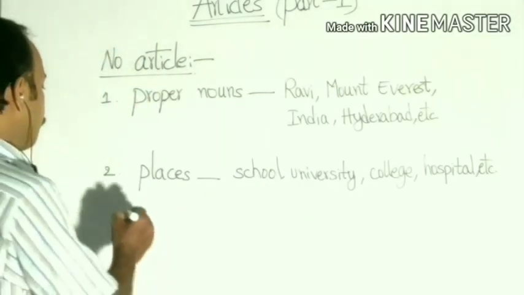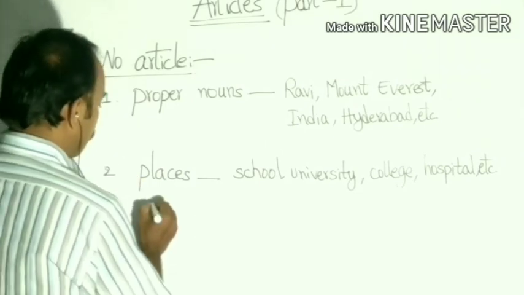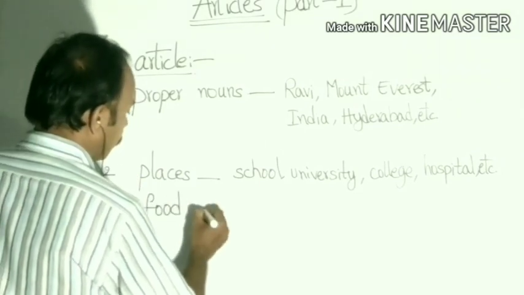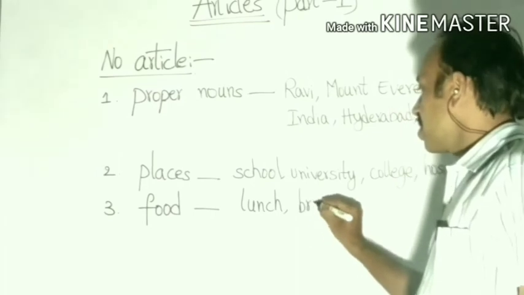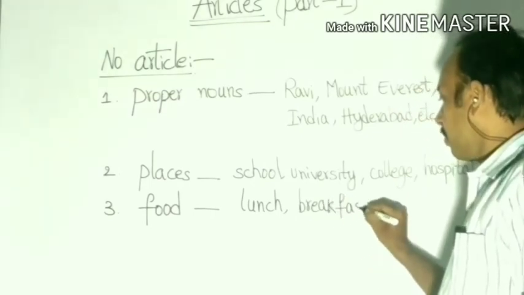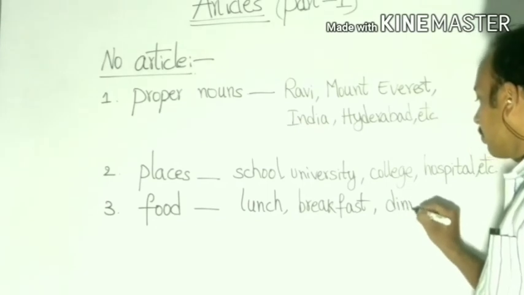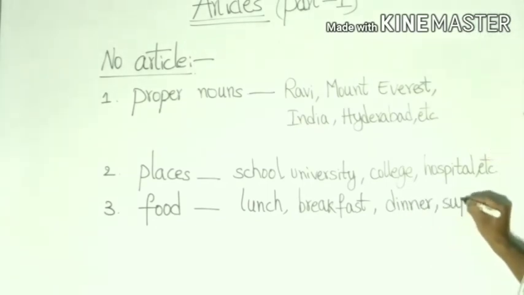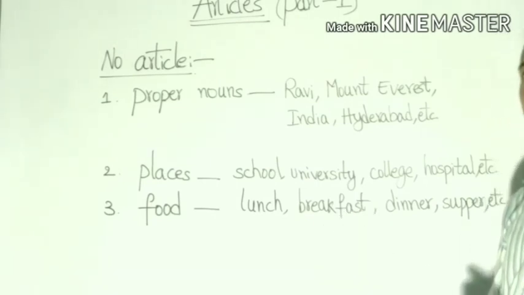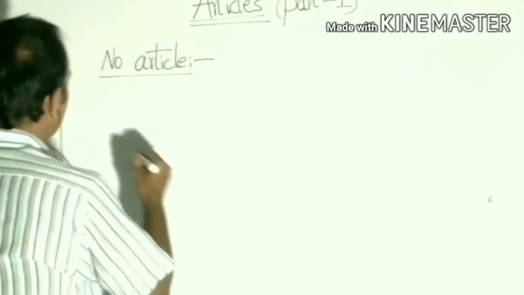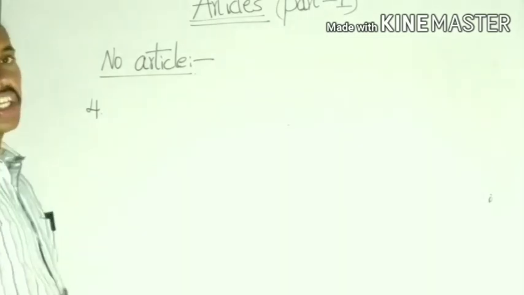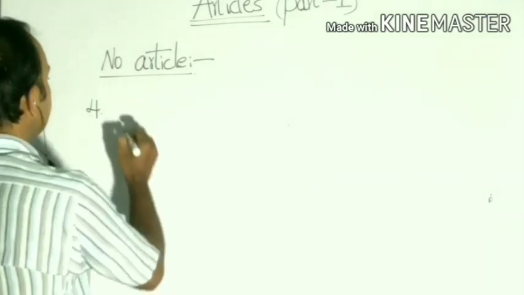Next one. Before the words which are related to food, like lunch, breakfast, dinner, supper, etc. So don't use any article before these words which are related to food. Next point. Don't use any article before the names of the diseases.